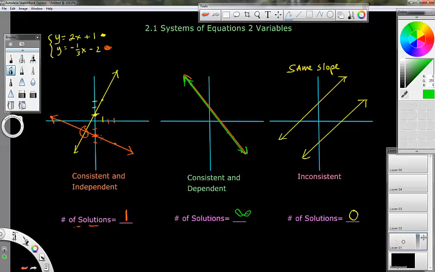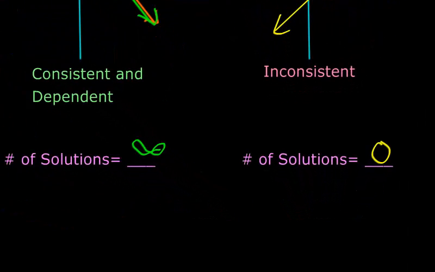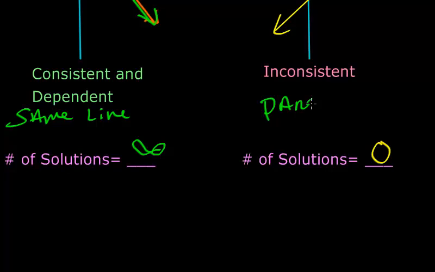So to review, we have two consistent situations. Independent is where they cross at one point, and these are the most common. This is 99% of them right here probably. The other two happen rarely. Dependent are where they're actually the same line, and inconsistent are parallel. And that's all I got for you today.